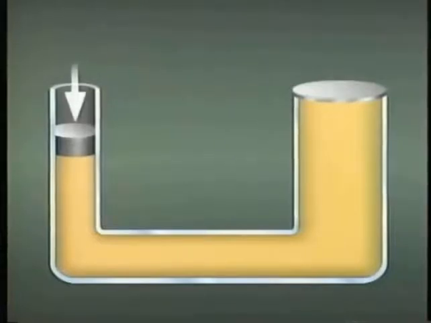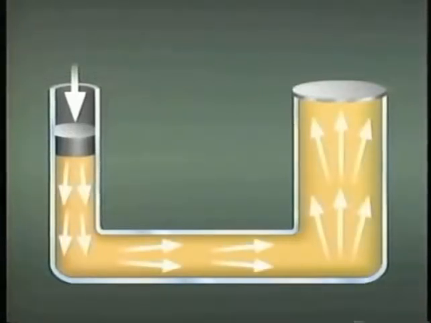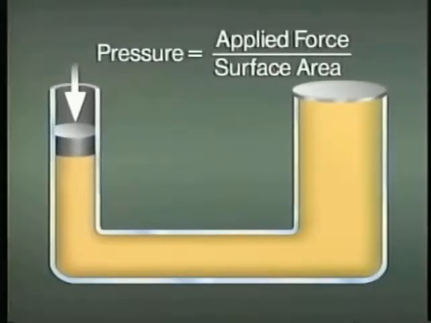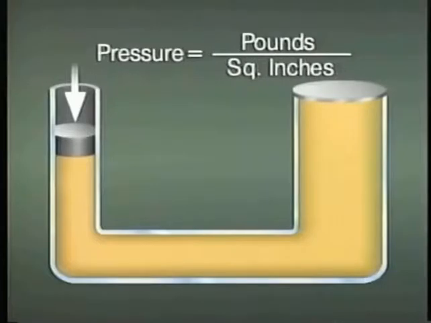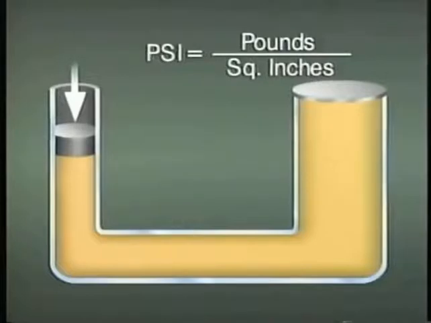Now, let's apply a force to the piston. Since liquids are generally considered to be non-compressible, that is, their volume remains the same when a force is applied, the fluid in the container resists the force. As a result, the force creates pressure on the fluid, which is transmitted throughout the container. The amount of pressure that's transmitted throughout the container is equal to the applied force divided by the surface area on which the force is exerted. If the force is measured in pounds and the surface area is measured in square inches, the resulting pressure is expressed as pounds per square inch, or PSI.